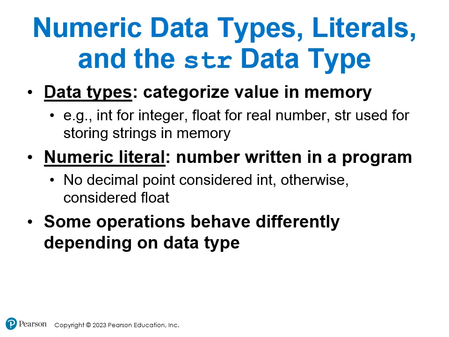Let's look at the data types that Python gives us. Obviously, int stands for integer. You're familiar with that. Float stands for any real number, which is any decimal number. Now, str is used for storing strings in memory in Python. And a numeric literal is any number that is written into your program. Operations are going to behave differently depending on what data type they're assigned to.